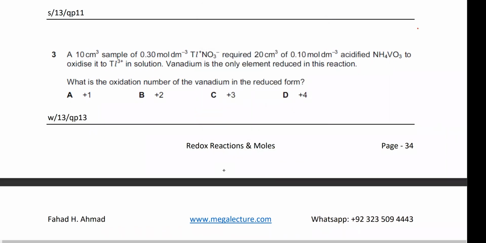If you try to do this one, you have to first interpret the question. They're saying that there's a sample of Tl+1 NO3-1, and it's reacting with NH4VO3. So something is happening. And what is getting produced? He's saying the Tl gets oxidized to Tl3+. So we know that one of the products is Tl3+. And he's saying that vanadium is the only element that's reduced. And he's asking what is the oxidation number of the vanadium in the reduced form.